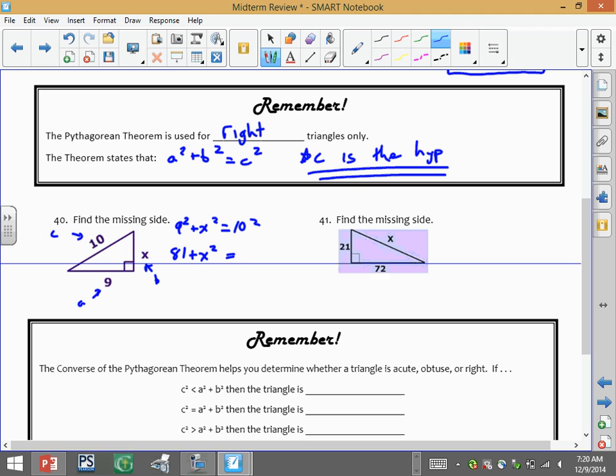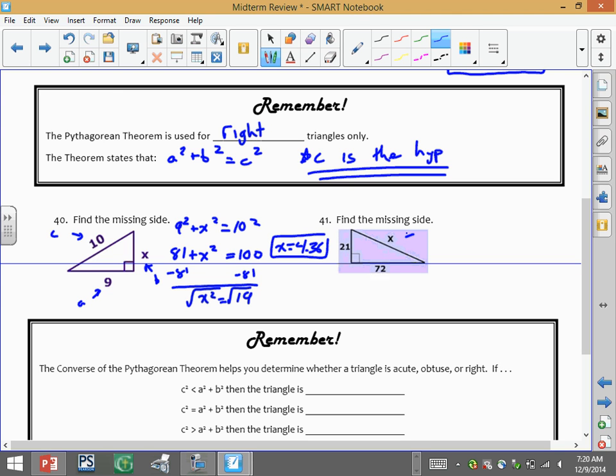81 plus x squared equals 100. Subtract 81 from both sides. So x squared equals 19. And now to undo that square, we take the square root of 19. And so we're going to have to round here. x is about 4.36.